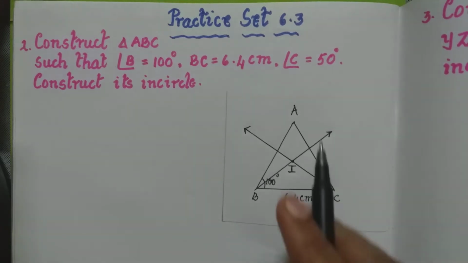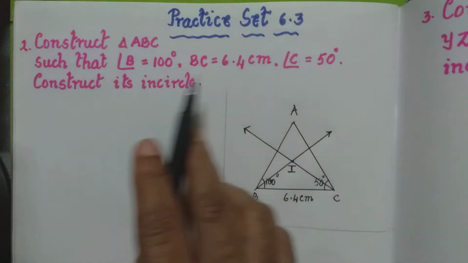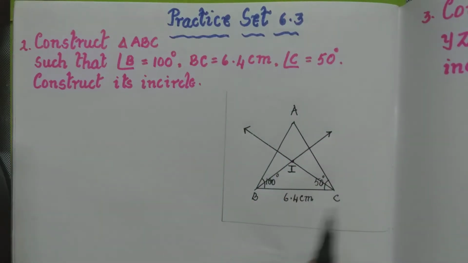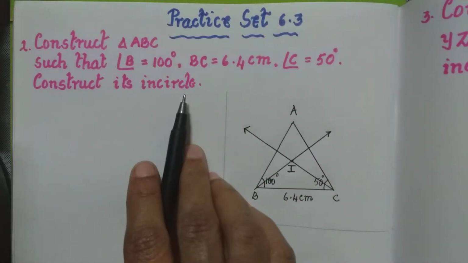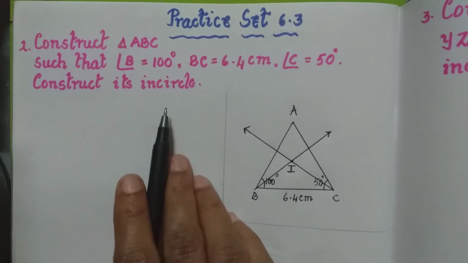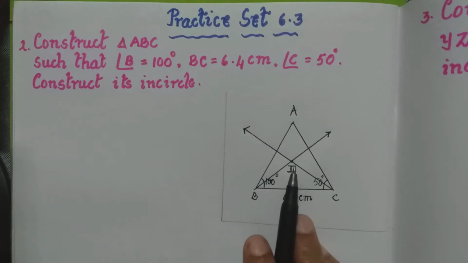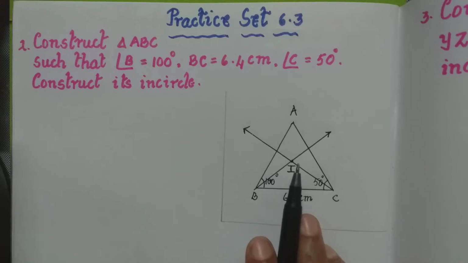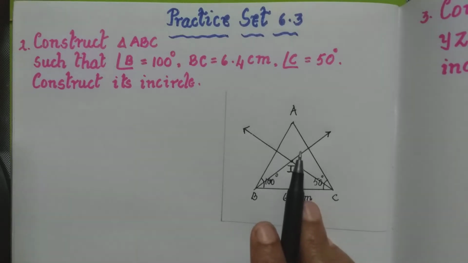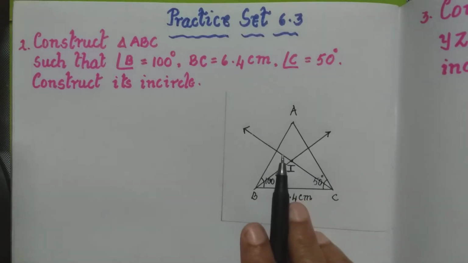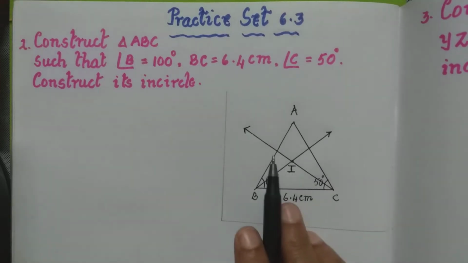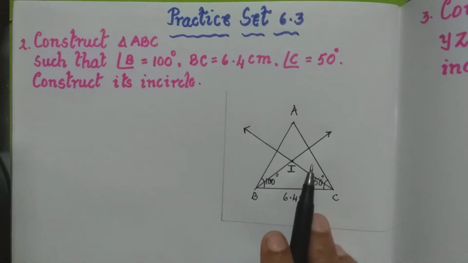So what do we do in the rough figure? First we draw a triangle. We write down all the measures which are given. Then if it is an incircle we have to draw, understand that incircle is drawn using the incenter, and incenter is a center which is present inside the triangle, and from the incenter when we are drawing, that circle should touch the edges of the triangle. So we will see that later.